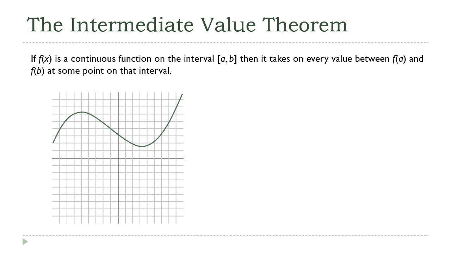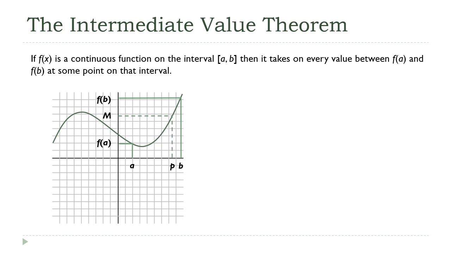The intermediate value theorem says that if we have a function that's continuous on a closed interval from a to b, and I look at the values of the function at each of those endpoints, then I can pick any value I like between those two functional values, and there has to be a value between a and b that the function maps to that value.